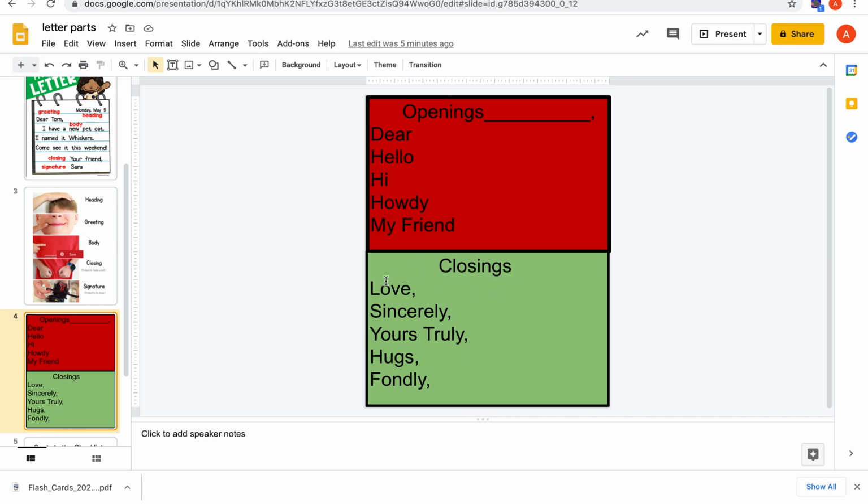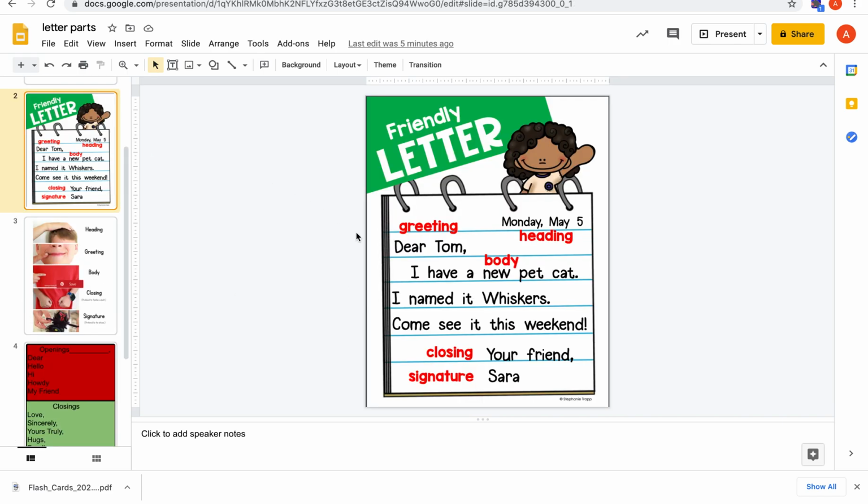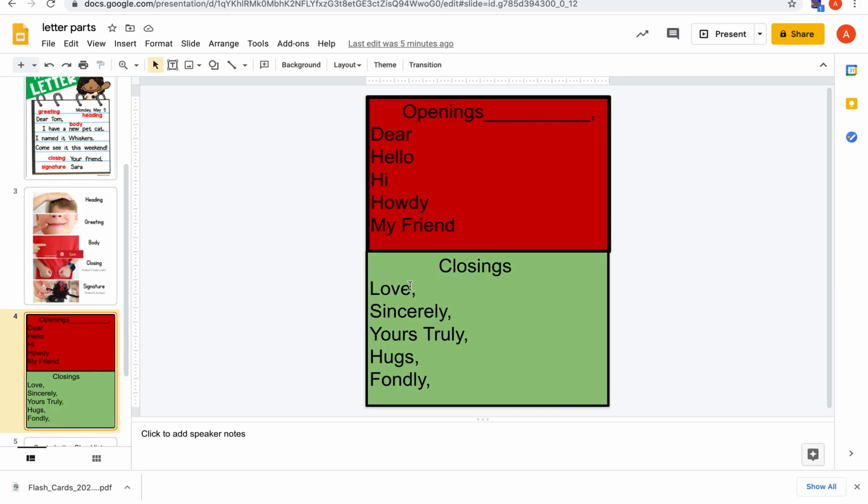These are some of the closing words. So let's go back and look at what the closing is. So I've asked you to point here. Closing. What does it say beside it? Your friend. This is the way you say goodbye in a letter. That's all we're doing is saying goodbye. So here are some ways that you can say goodbye in your letter. Love, comma, sincerely, comma, yours truly, comma, hugs, comma, or fondly, comma.